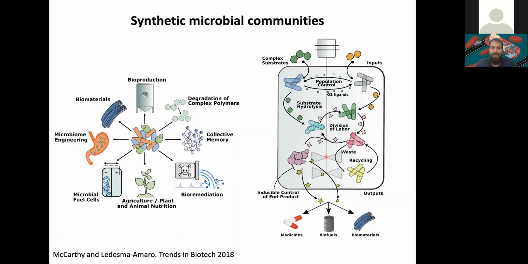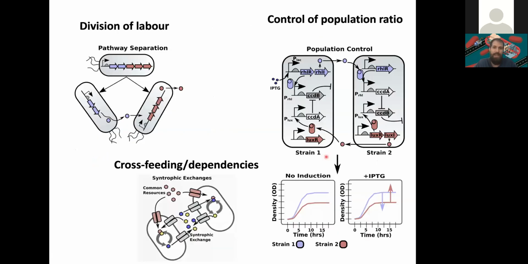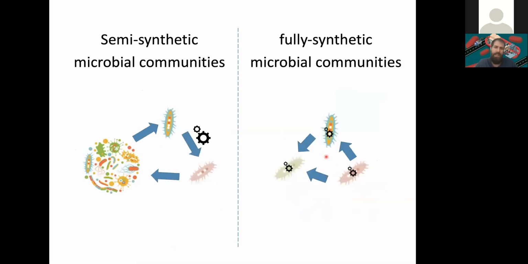So something more similar to what happened in nature, where there's never a single organism doing something, there is always a community that has evolved to make something much better. And we are exploring concepts like division of labor, cross-feeding, and population control, and we are developing tools to allow this to happen. And there are two kinds of communities that we are working on.